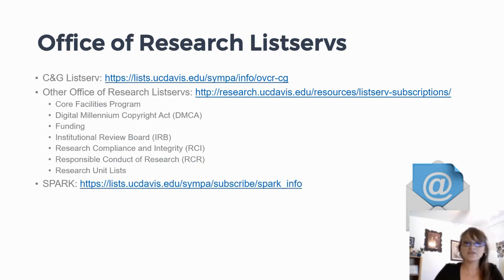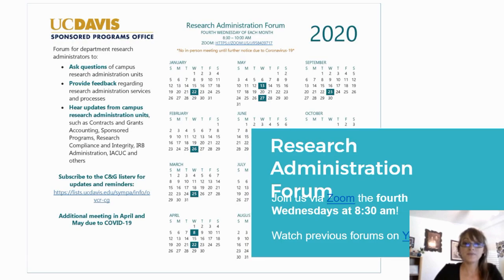There are many Office of Research listservs you may want to subscribe to. The first one is where we send information out about upcoming research forums and changes in sponsor policy, etc. We have research administration forums the fourth Wednesday of each month from 8:30 to 10 a.m., January through October. There are no meetings in November and December.